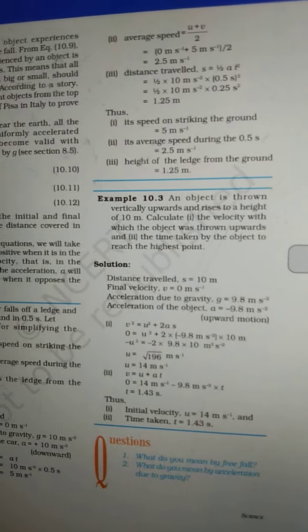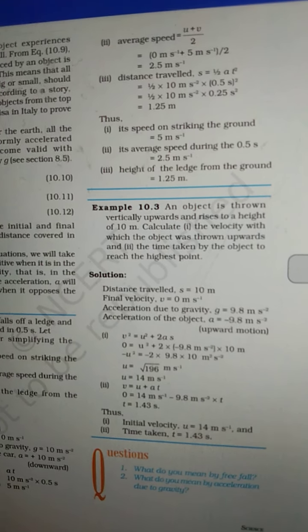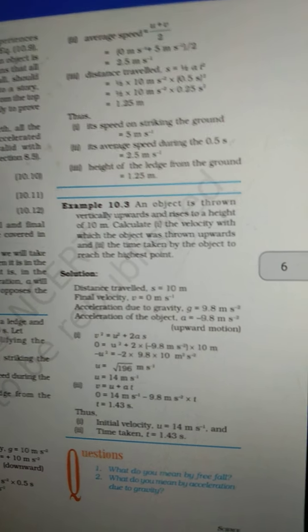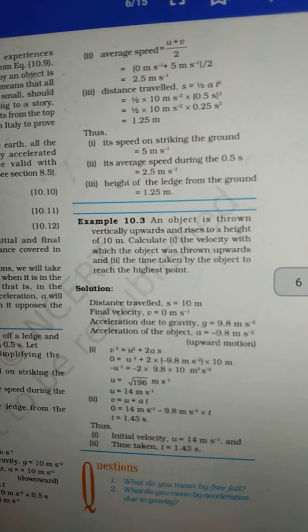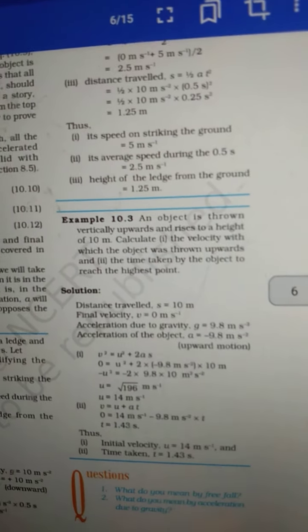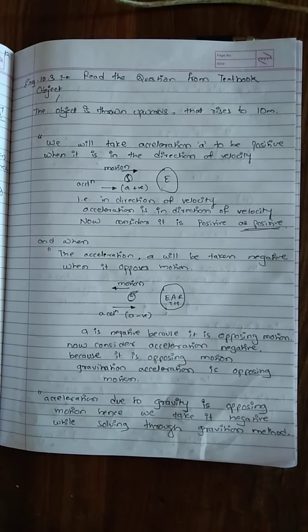Next question is 10.3. An object is thrown vertically upwards and rises to a height of 10 meters. Calculate the velocity with which the object was thrown upwards and the time taken by the object to reach the highest point. When the object is thrown upwards, we have to find the velocity with which it was thrown, as well as the time taken.